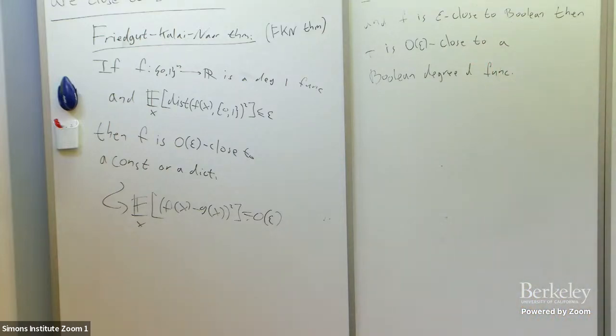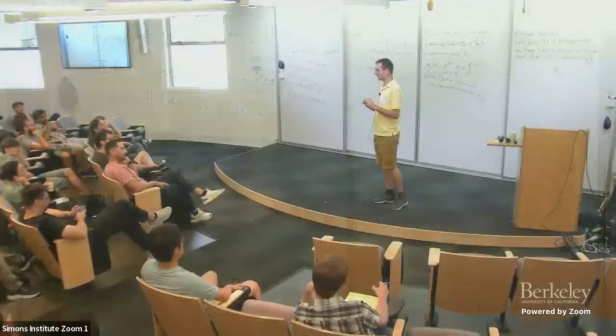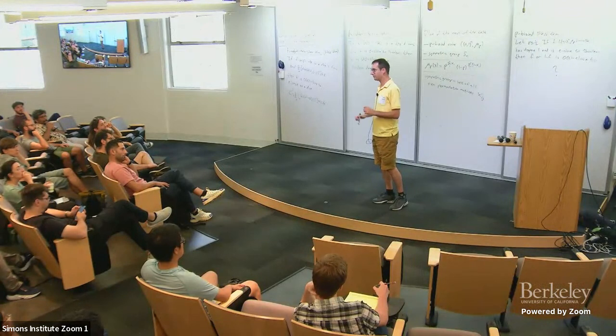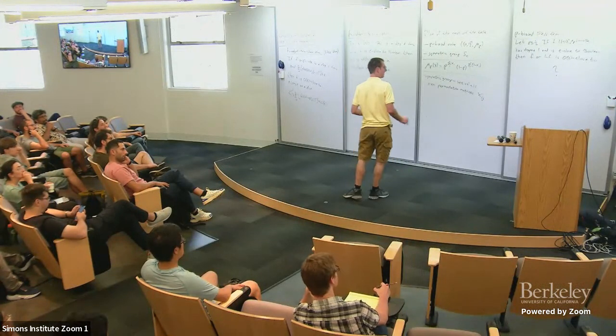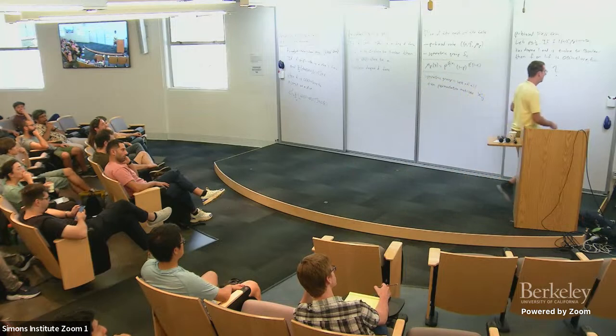Are there other functions, other than these constants or dictators, that are also close to Boolean, linear functions? Maybe somebody can think of a function like this. If p is 1 over n, can you take OR? Yeah, for example, p is 1 over n. I'm not taking OR, because OR is not degree 1, but you can take a sum. That's a very good observation.